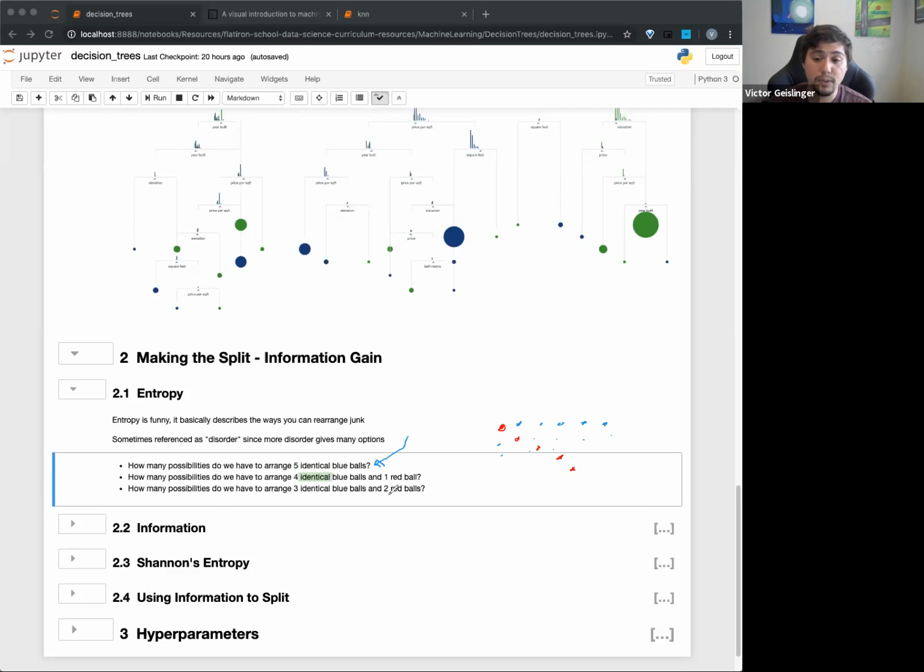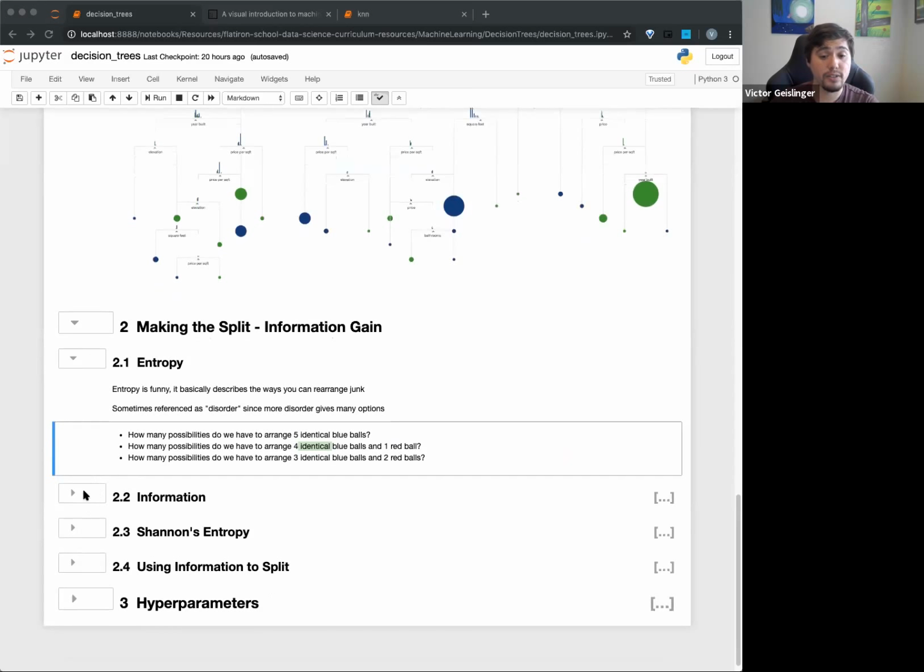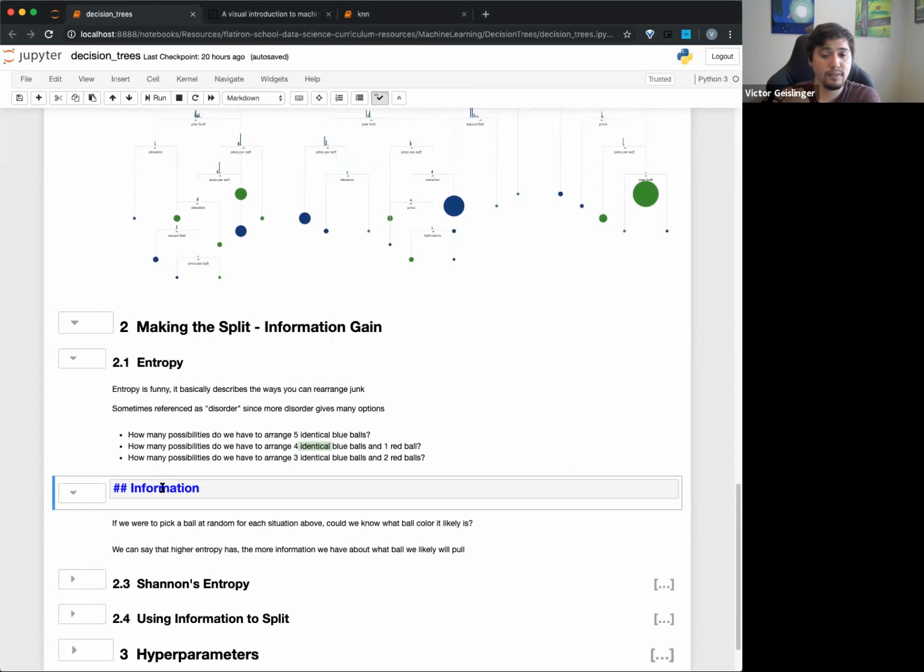If I have 3 blue and 2 red, now I have to tell you some extra information. I have to tell you where the first red ball is and where the second red ball is, and then everything else is blue. So you can see that as you get more complication in there, you have to give more information to describe the system itself. And that's really what entropy is. I tried my best to explain it, because this is not an easy term for us to conceptualize sometimes, but essentially it's just saying how much information you need to describe the system. So this leads us into information.